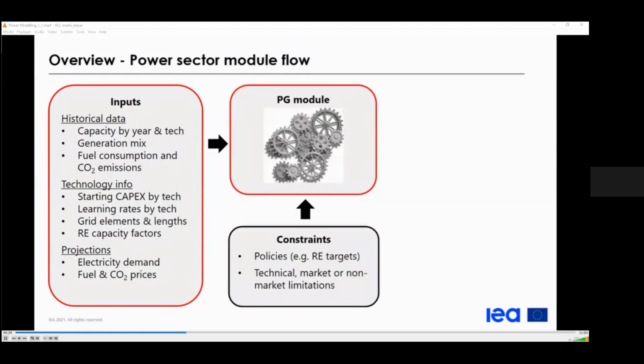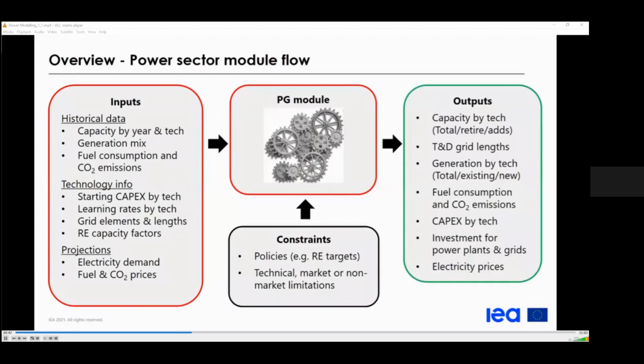Talking about policies, we also have constraints. Other policies than CO2 pricing can be renewable energy targets, but other constraints can be market or non-market related, or technical. And as output, we are able to derive capacity, network length, generation, fuel consumption, cost, investment, and electricity prices that would then be implemented as a feedback loop for the electricity demand module.